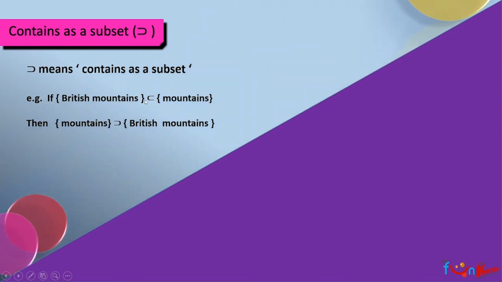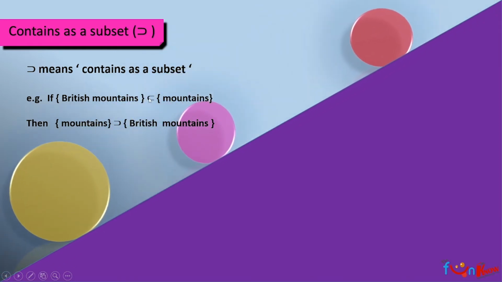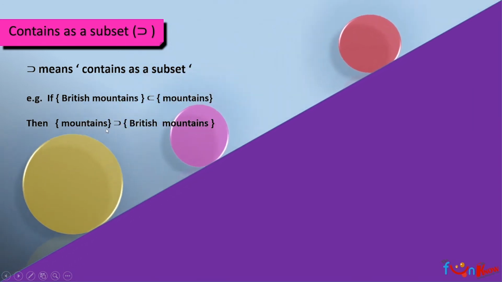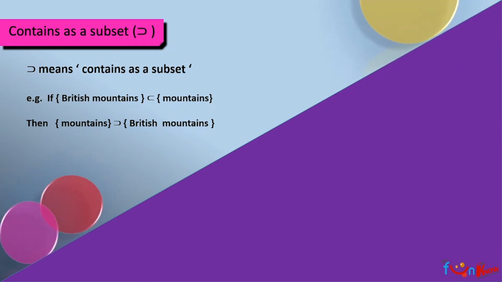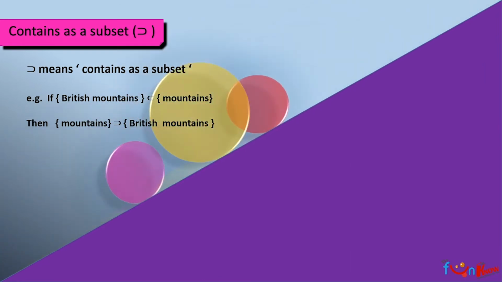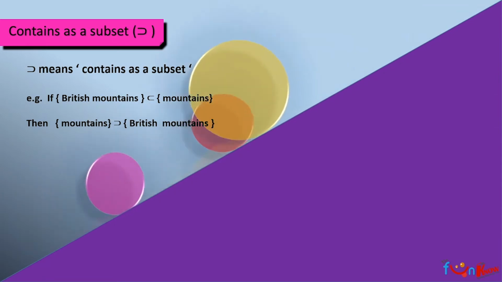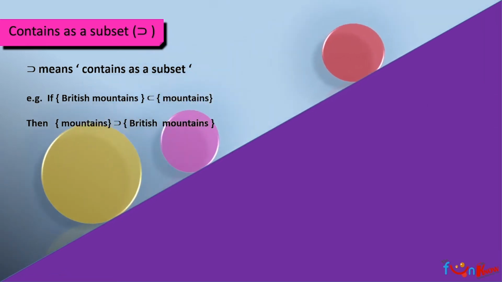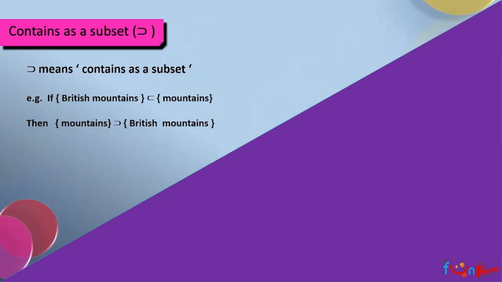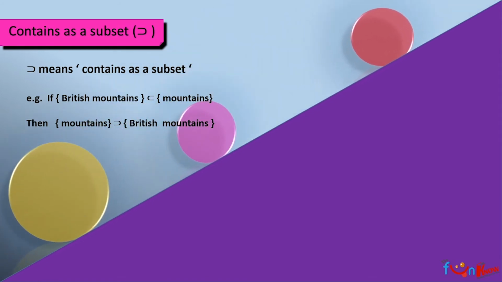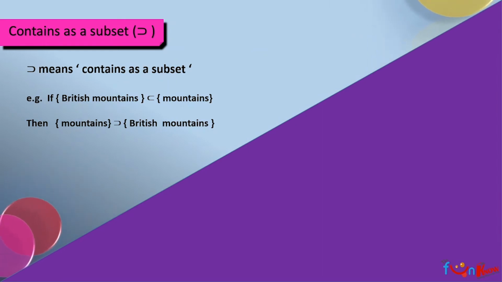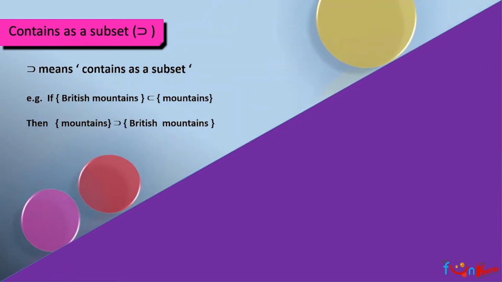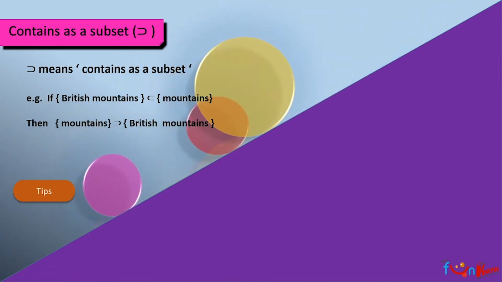When we are writing "is a subset", the symbol is this. When you're writing "contains as a subset", the symbol is this. I hope you're understanding the difference between "is a subset" and "contains as a subset". It is totally opposite. When British mountain is the smaller one and mountains are the bigger one, then we can say British mountain is a subset of mountains. When mountains are the bigger one and British mountain is the smaller one, but we are first writing mountains, we can say mountains contains as a subset British mountain, right?